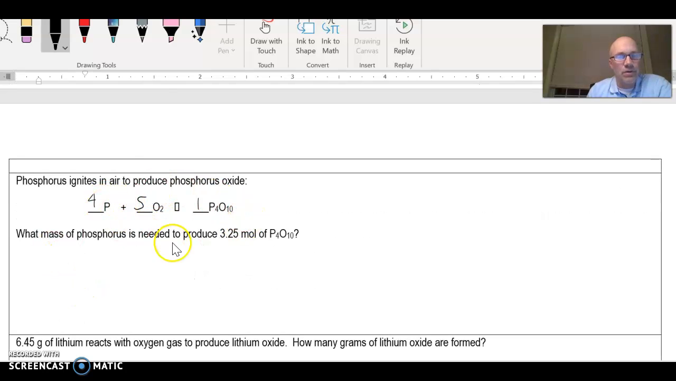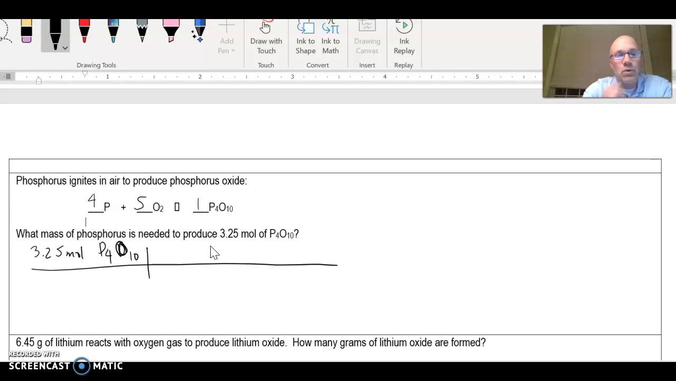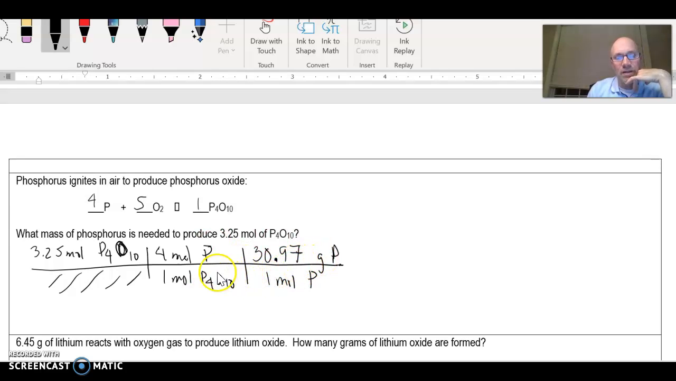First thing you're going to do in this next problem is that you need to balance everything here. It says what mass of phosphorus is needed to produce 3.25 moles of tetraphosphorus decoxide. We're going to start off with what we know. We know 3.25 moles of P4O10. We are going to use a mole to mole ratio where we know that 1 mole of P4O10 would require 4 moles of phosphorus, and then for every 1 mole of phosphorus, you can get the molar mass. This would complete the setup for that particular calculation, and your number should be rounded to 3 significant figures.